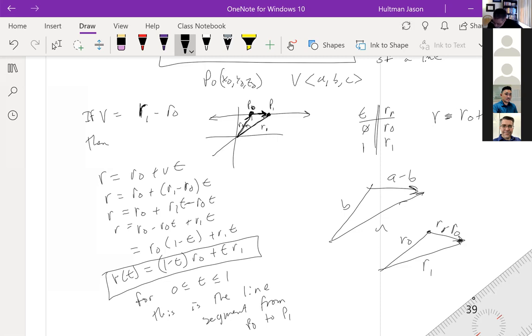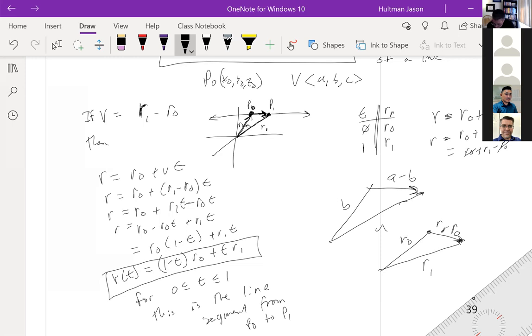So when t is equal to 1, we get r is equal to r naught plus v, but what was v? v was r1 minus r naught, right? Times 1. So this is going to check out that the r naught is going to cancel out. r naught plus r1 minus r naught, those cancel out, and I'm just left with r1. Okay, when t is equal to 1, I get r1.